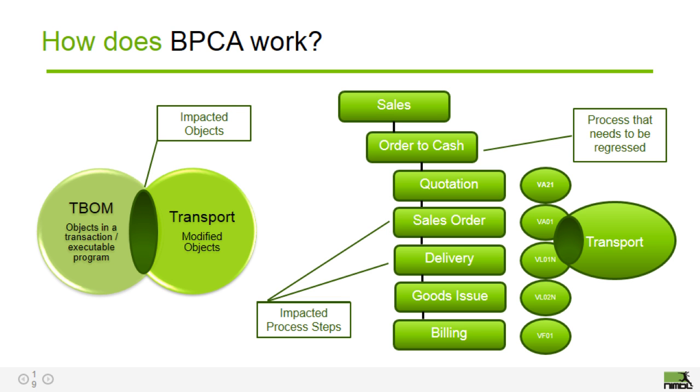And then here comes the transport. And you find that you have common objects that have been modified in the transport, which is common with transactions VA01 and VL01N for delivery. So you know transactions VA01 and VL01N are going to be impacted. Thus, you know the sales order process step and the delivery process step have been impacted. So you know what needs to be unit tested. And you know what needs to be regression tested. So since there's an impact to your order to cash process, you have to regression test that entire process.